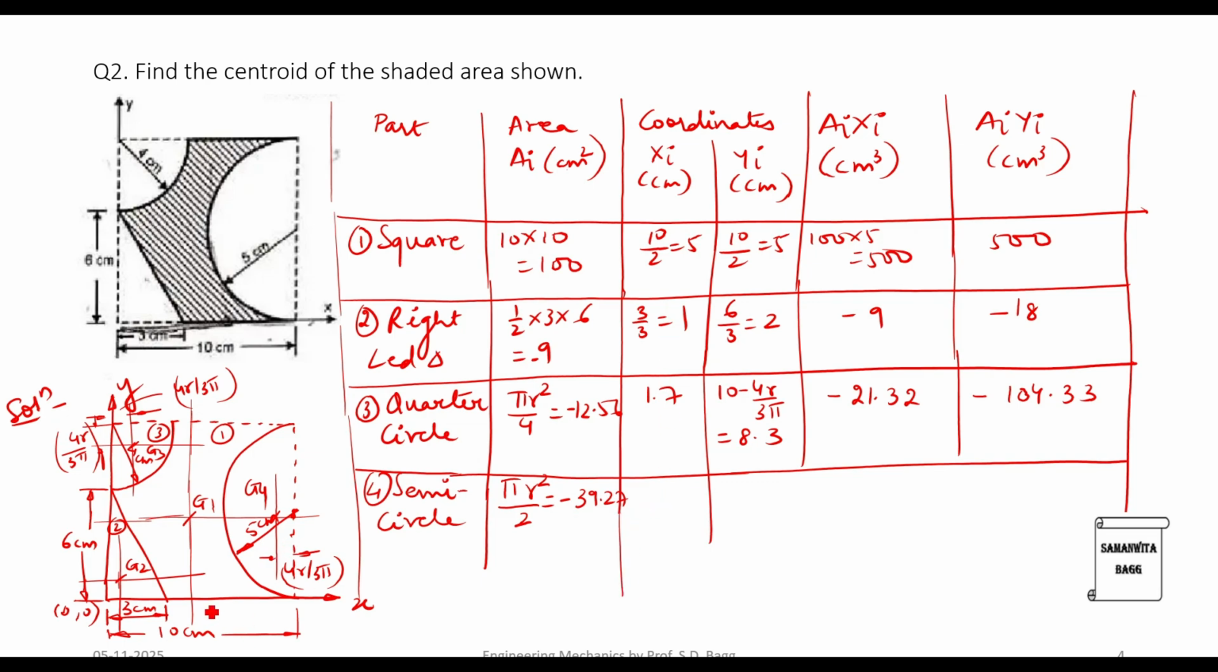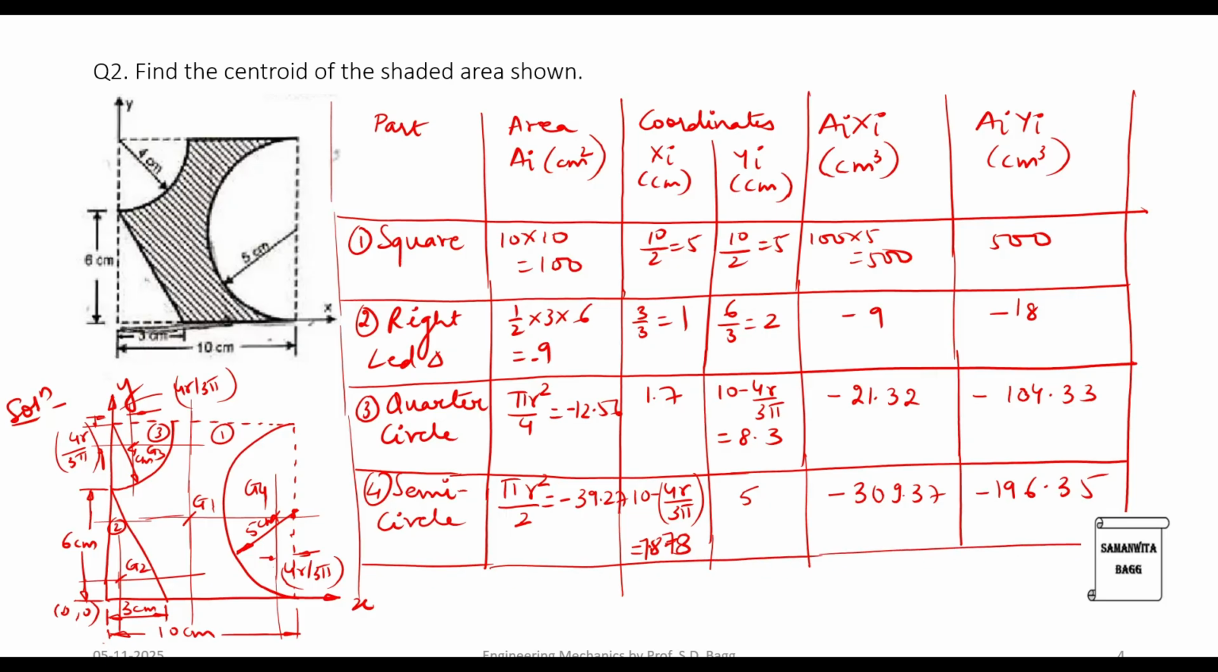The x value for the semicircle will be, this gap is 4r by 3 pi and total length is 10. So it is 10 minus 4r by 3 pi. This value is 7.878. And the y value is half, so it is this radius 5. Then comes the area, which is this into this, minus 309.37, and this is minus 39.27 into 5, which is minus 196.35.